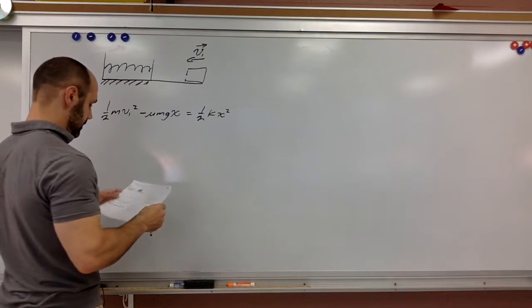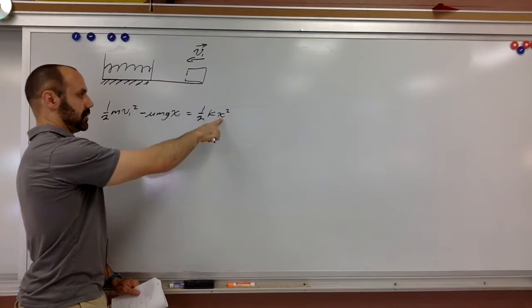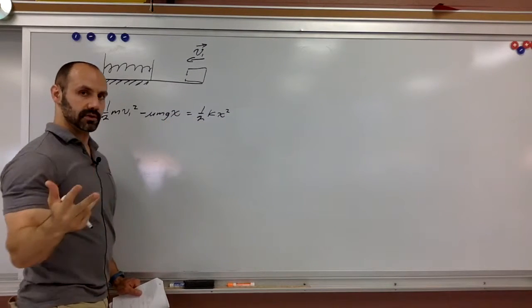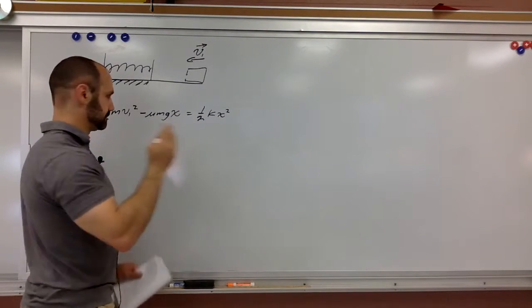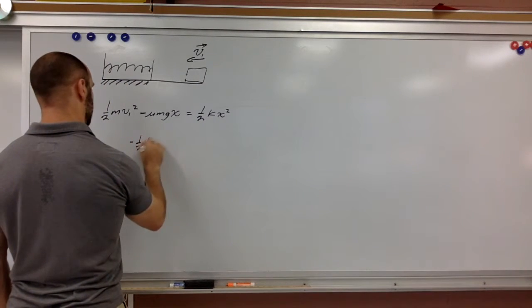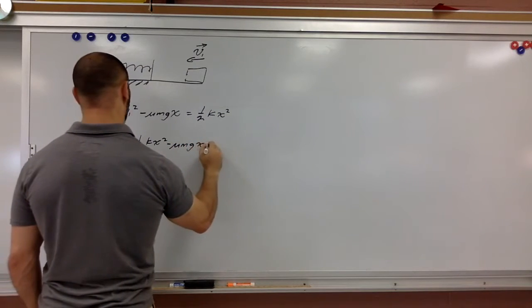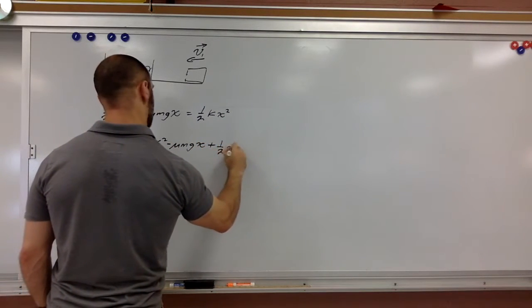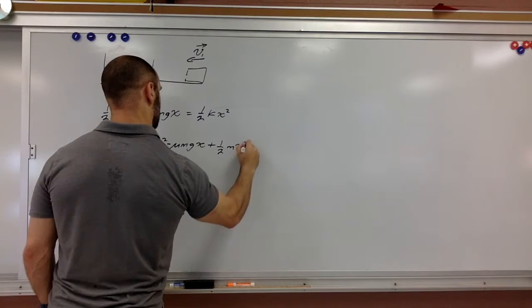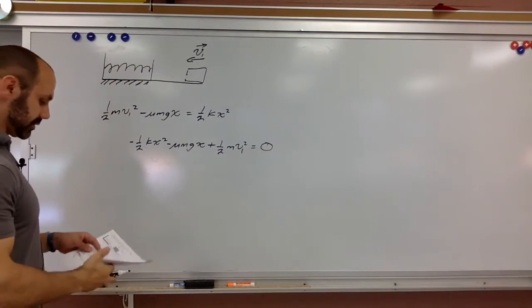So, since I'm solving for x, I have x squared and I have x. This is going to be a quadratic equation, right? Sorry. So I've got negative 1/2 kx squared minus mu mgx plus 1/2 mv1 squared equals 0. And now I apply the quadratic equation.